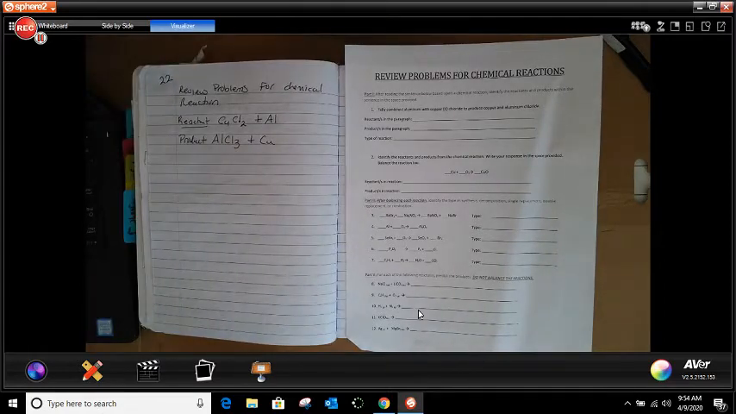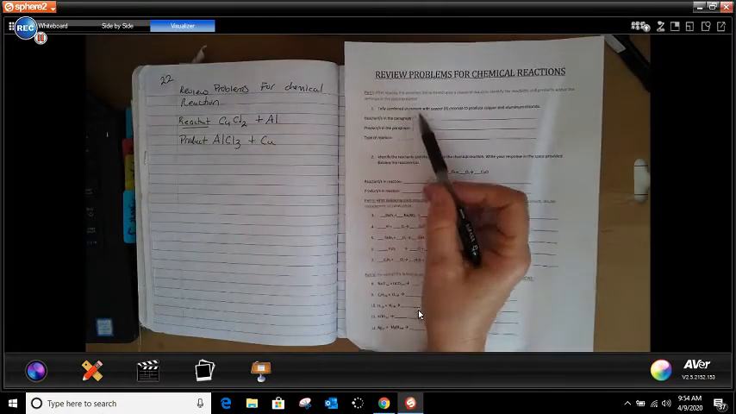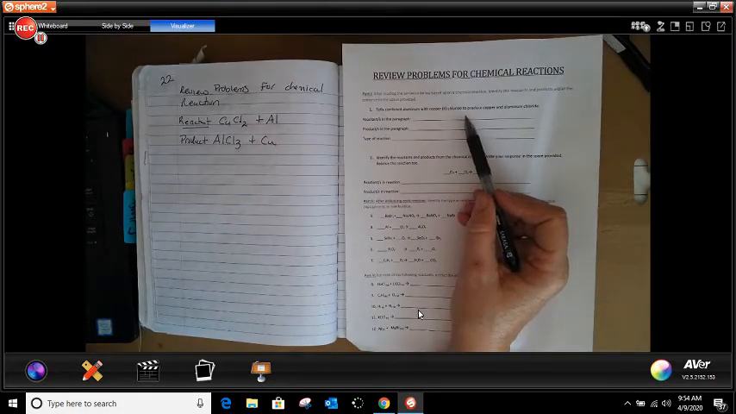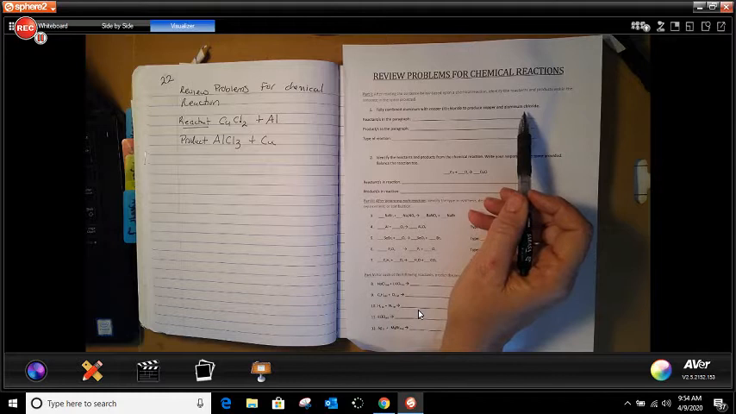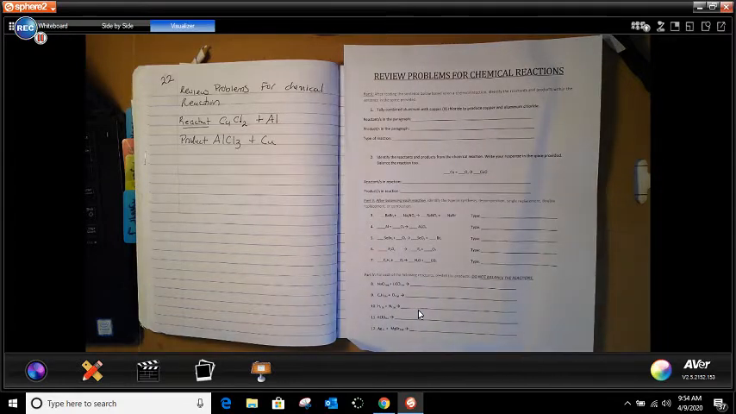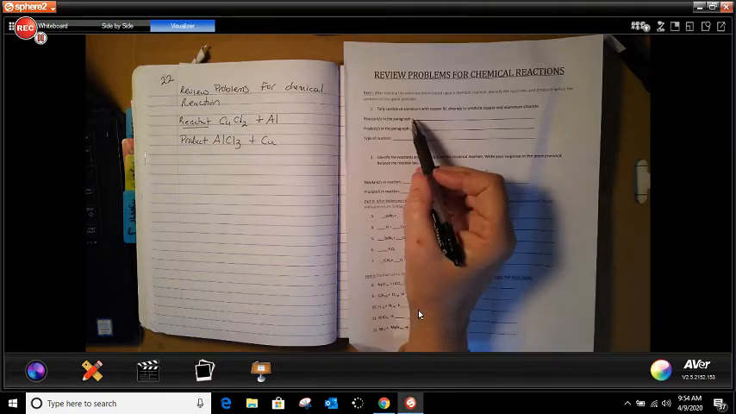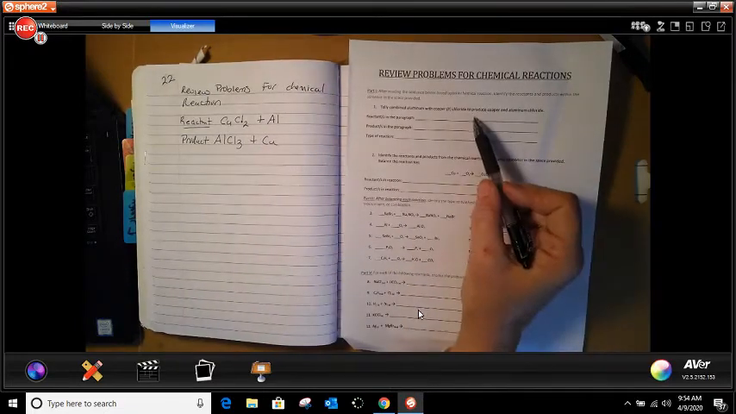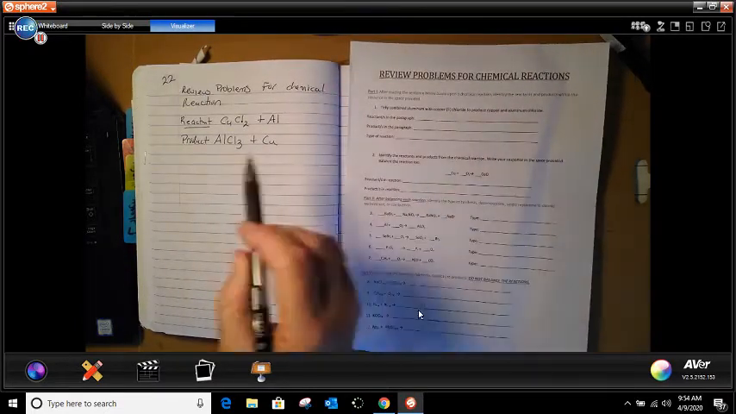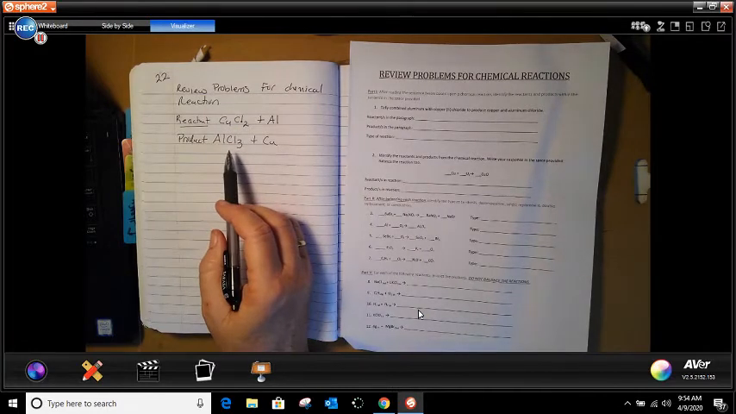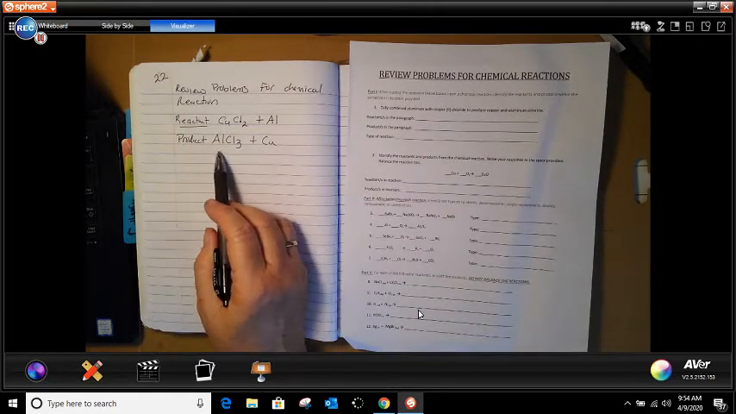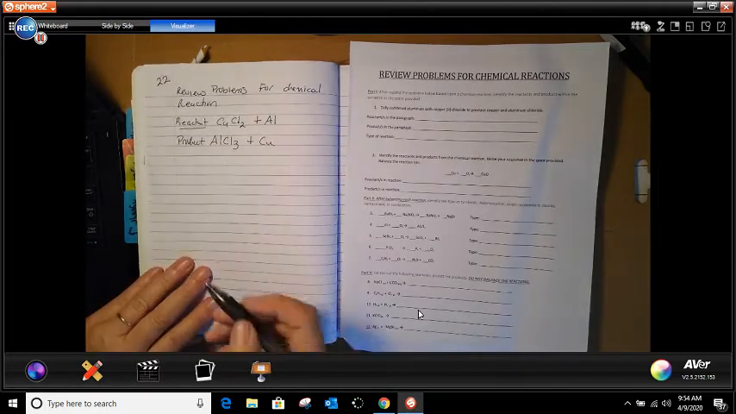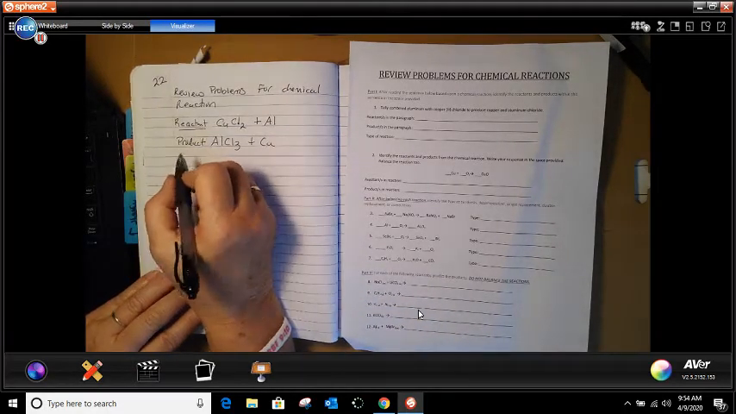So if you opened it up, it said Teddy combined aluminum with copper 2 chloride, the product of copper and aluminum chloride. The first thing that we have to do is write down what our reaction is. Our reactant is the aluminum with copper 2 chloride, and that is my formula there. And then it produces copper again and aluminum chloride. So this is a single replacement.